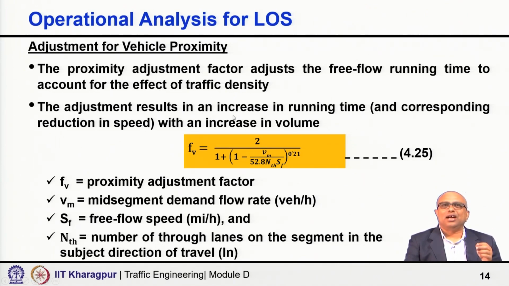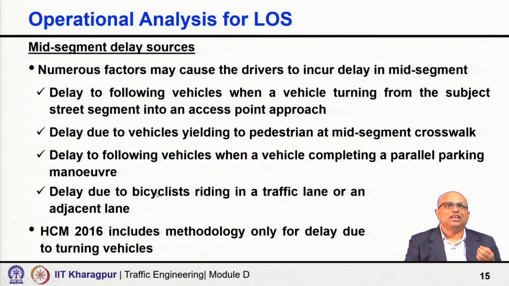So, the adjustment results in an increase in the running time and obviously a corresponding reduction in speed with an increase in volume. So, that equation is there, and you can see logically the proximity adjustment factor is basically to take into consideration the effect of traffic density. So, what do you take? You take the mid segment demand flow rate and also the number of through lanes and the free flow speed. These are the factors which influence the calculation of the proximity adjustment factor, and all are absolutely logical and you can understand those very clearly.